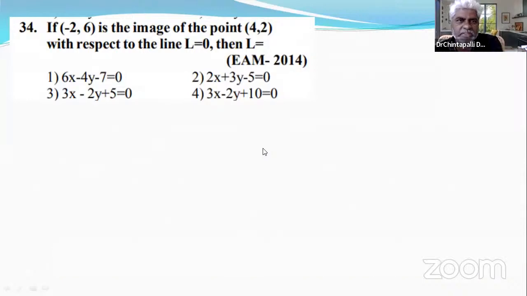If negative 2 comma 6 is the image of the point 4 comma 2 with respect to the line L is equal to 0, then L is equal to?